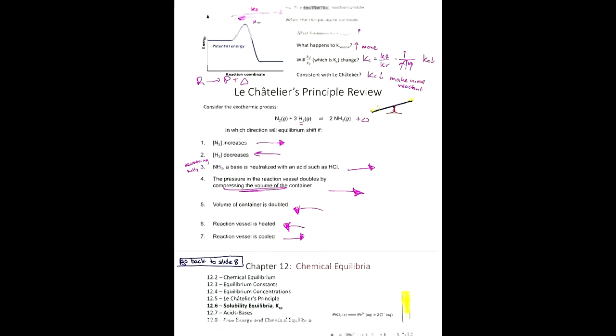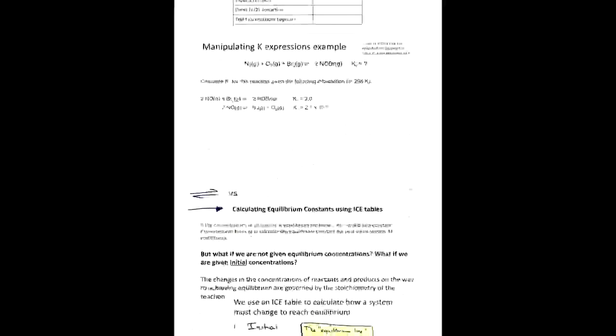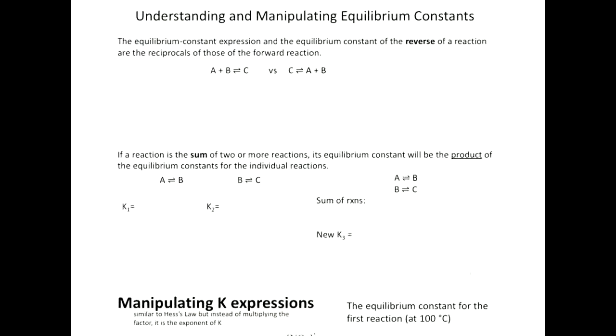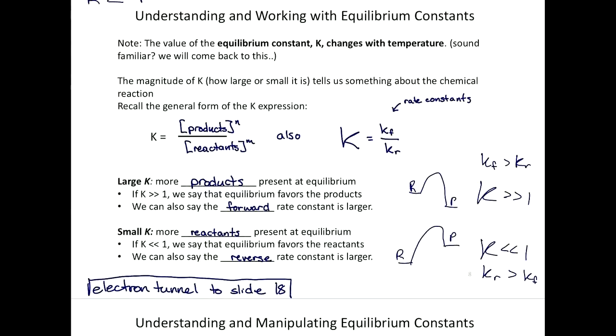Okay, so we got 20 minutes, so I'm going to go back and do 3 more slides and then save ice tables for Thursday. So let's go back to slide 8 and talk about other ways that we can manipulate and understand K and work with it. So let's think about it this way. K, equilibrium constant, is products over reactants. So if I write, A equilibrium B, the K expression is B over A.